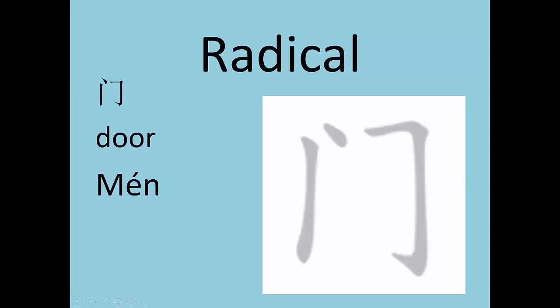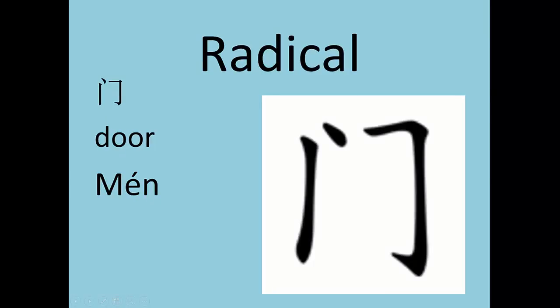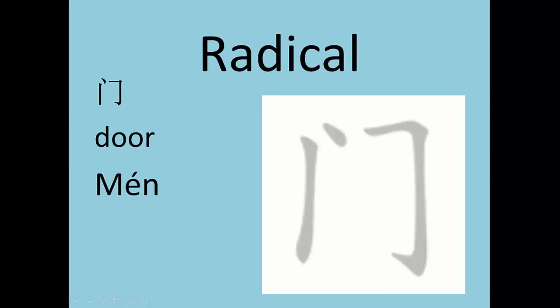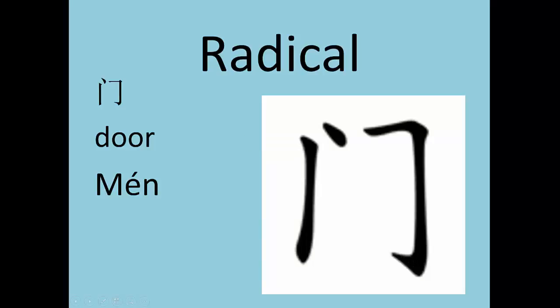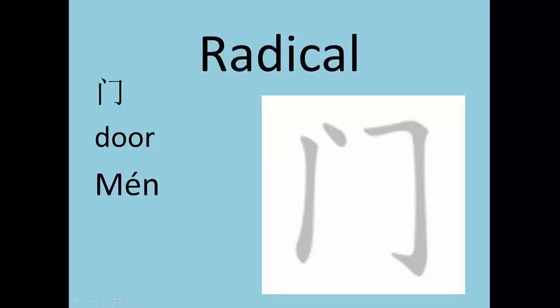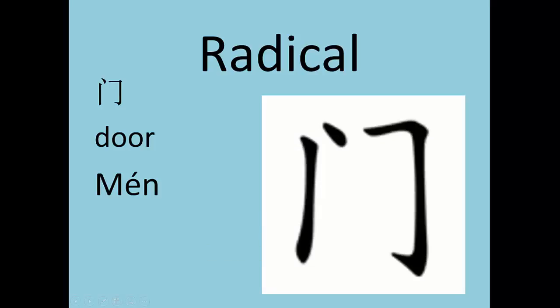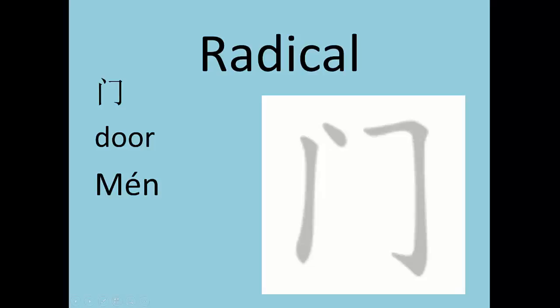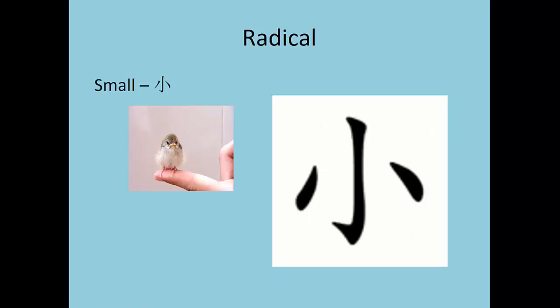The next radical is the door radical. The animation is shown on the right. The animation starts by writing the hinge, the left wall, and the door. I usually draw the left wall first, then the hinge, then the door. It's up to you. Hinge, left wall, door.